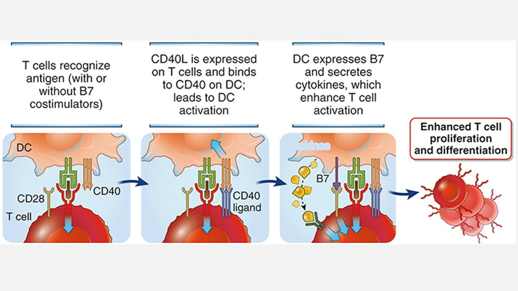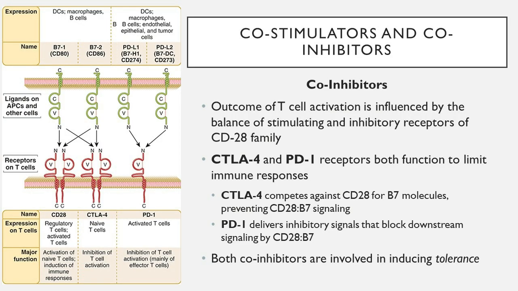Now, going back to this nice little chart of co-stimulators and co-inhibitors, I want to talk about co-inhibitors. The first thing I want to stress is that the outcome of T cell activation is influenced by the balance of stimulating and inhibitory receptors of the generic CD28 family, which all of these fall under. So let's not think of this as, are there co-stimulators? Then it's going to activate. Or are there co-inhibitors? Then it's not. They're present at almost all times, just in low or high concentrations. And it's the ratio or the balance of these two that determines the ultimate fate of the T cells.